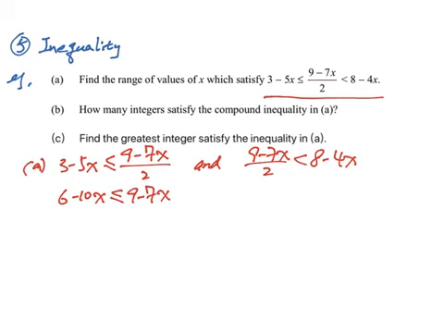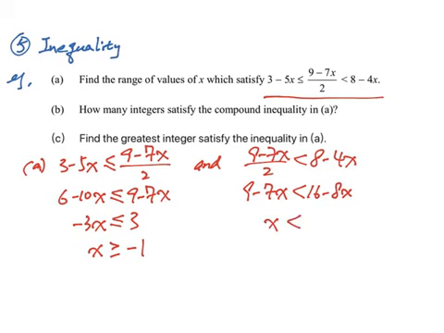Then we put all the x together, so negative 10x plus 7x, so negative 3x less than or equal to 9 minus 6, which becomes 3. So x will become bigger than or equal to negative 1. And the second one, 9 minus 7x less than 16 minus 8x. So put all the x terms together, x is less than 16 minus 9, which is 7.